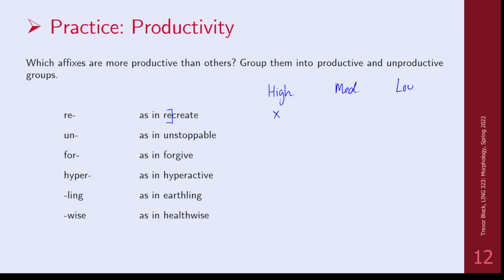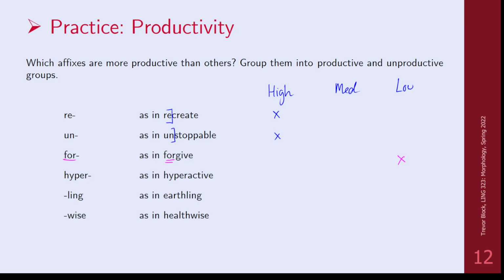In unstoppable, pretty much any adjective in the able form you can turn into an un form. This is a very highly productive morpheme. You can create a lot of new words with it. For and forgive, however, this is no longer something that we use. So we don't say to for use something or to for create something. This is not a very productive prefix in English. Perhaps historically, but not today.